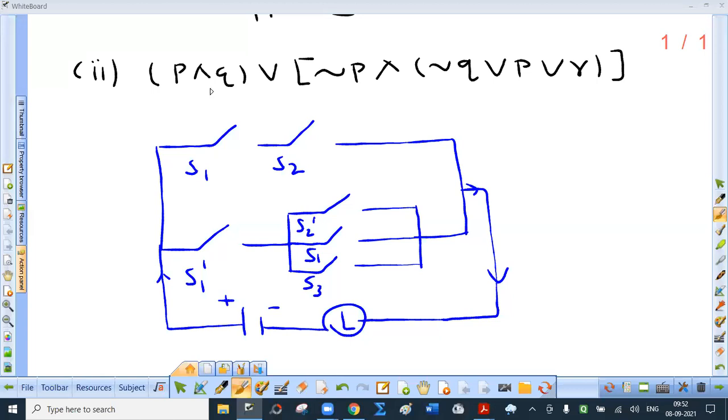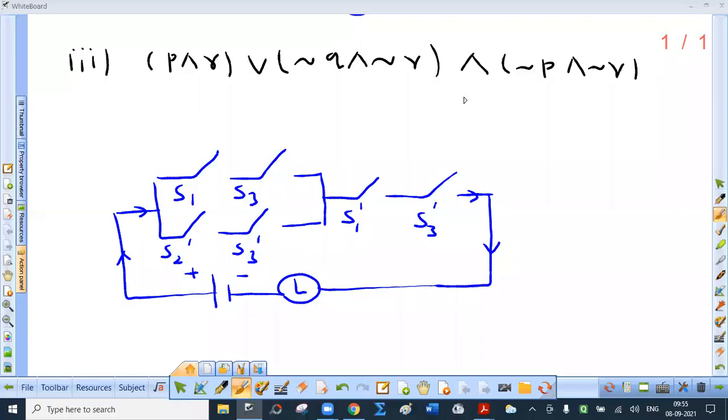Now this is for second, P and Q, so these in series, or so in parallel, series combination of this, not P, so S1 dash. And again, these are in parallel, not Q or P or R. So S2 dash, S1, S3. Now this is P and R, or not Q and not R, and not P and not R. This is the switching circuit for this statement pattern.